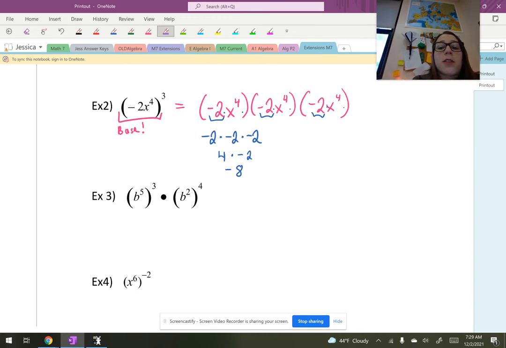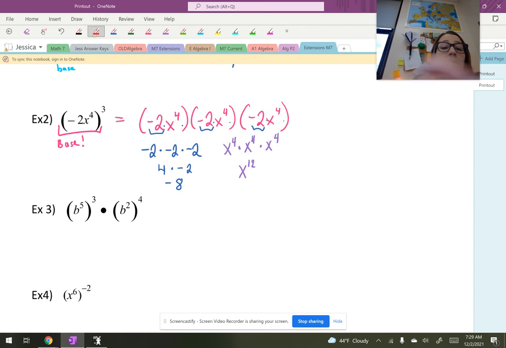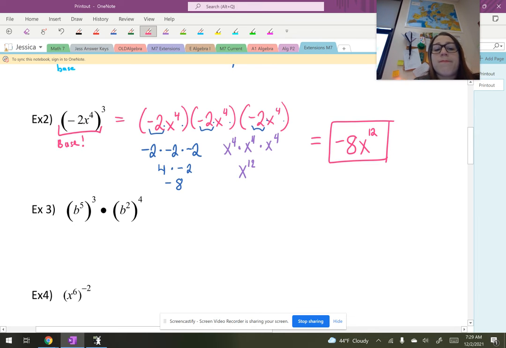Now going back to look at my x's, I've got x to the 4th times an x to the 4th times an x to the 4th. Condense that back together, that would turn into an x to the 12th. So, the final answer is negative 8x to the 12th. Really helpful to expand it out.